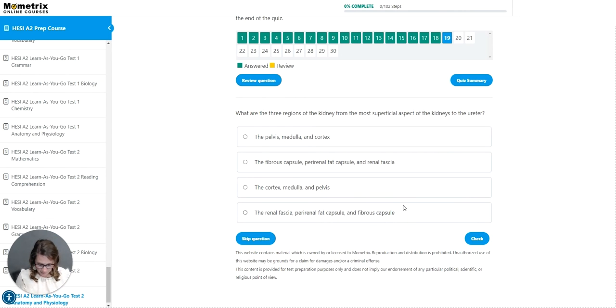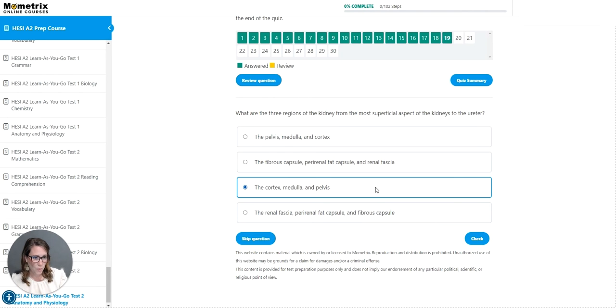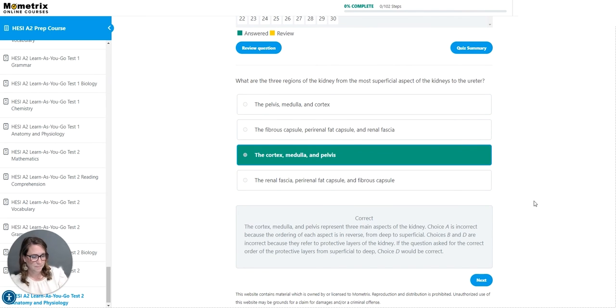All right, and our correct answer in this case is the cortex, which is your outer, moving into your medulla, and then into your pelvis, which then can go to the ureter. Those are your three main aspects of your kidney there. These are in reverse, not starting from superficial and going to the ureter. And then B and D, these options are referring to the protective layers of the kidney, not moving in the correct direction, going from the superficial aspect to the ureter.